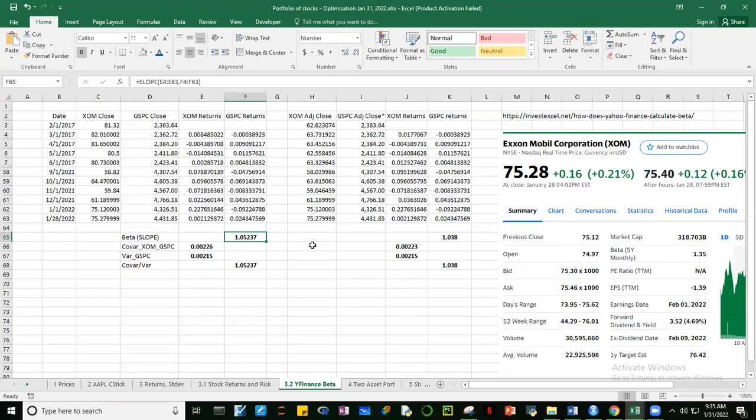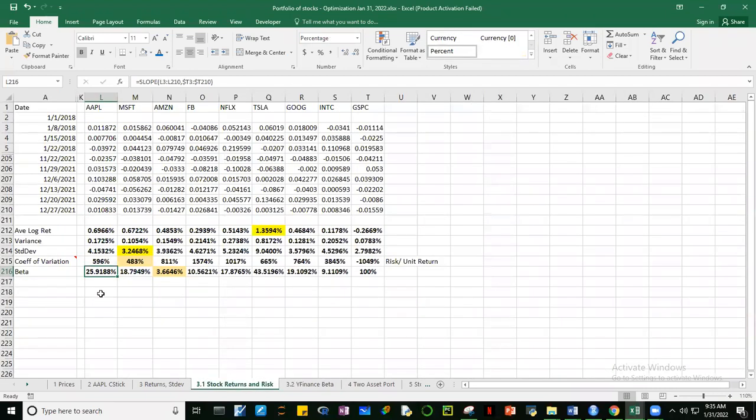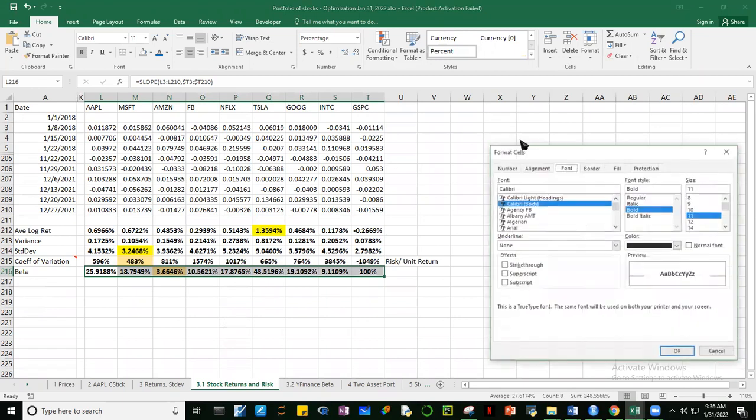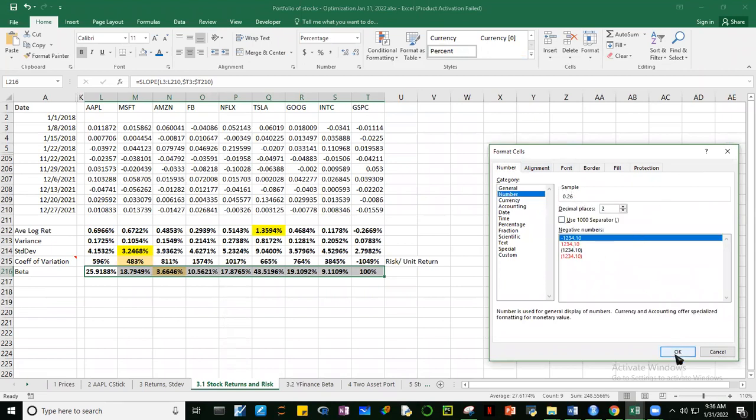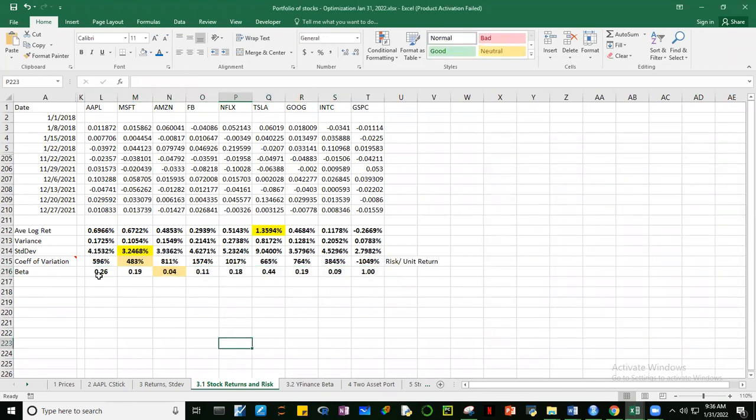But anyway, it's close compared to the beta that we computed before, right? The beta that we were computing before was okay. If you recall, it was really way off from the beta as reflected in Yahoo Finance. We were getting these values. No?